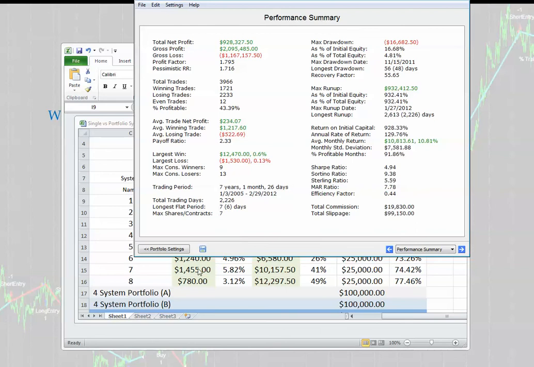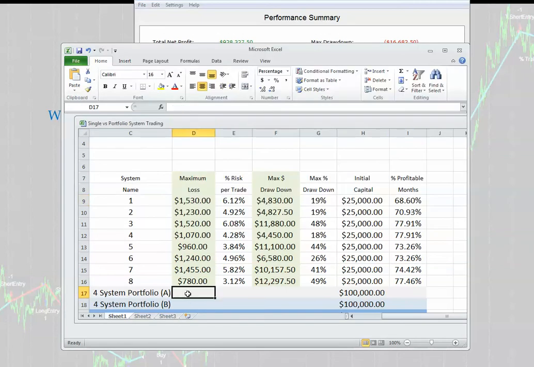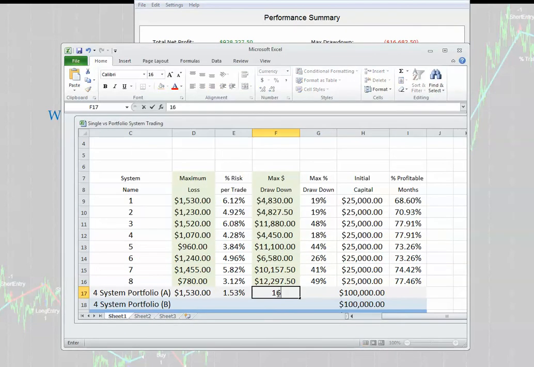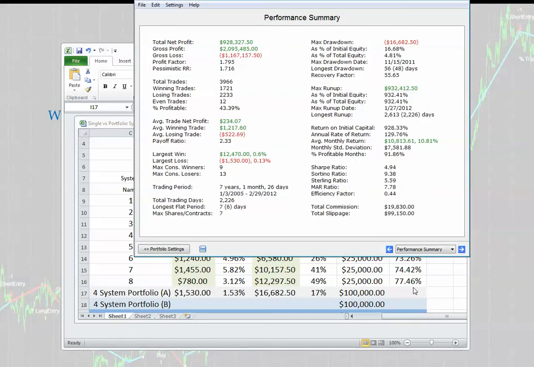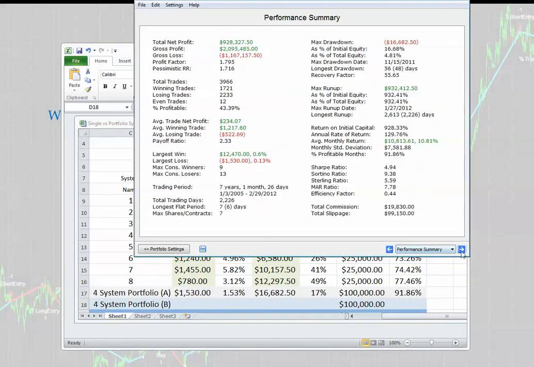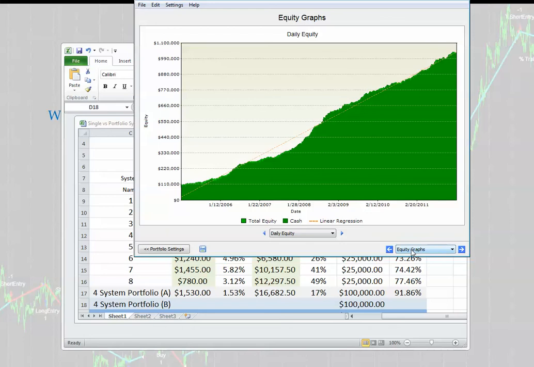Okay, so the largest loss is $1,530. So we'll do that here. Let's find out. $16,682.50. And profitable months, 91.86. Okay, so let's take a look at the way this equity curve looks. I'm just going to let you look at that.